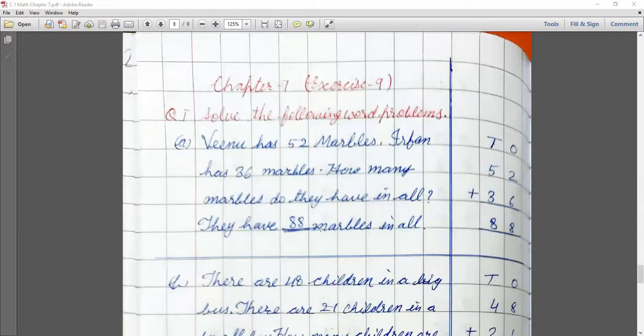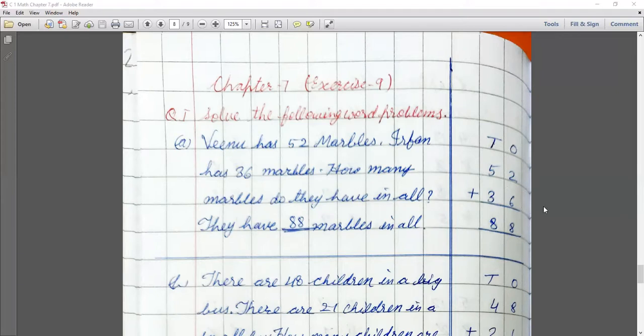Okay, again you should write chapter number in your first line, then exercise number in your second line. Solve the following word problems. You have to solve these word problems. First of all, you read it very carefully. Vinu has 52 marbles. Irfan has 36 marbles. How many marbles do they have in all?